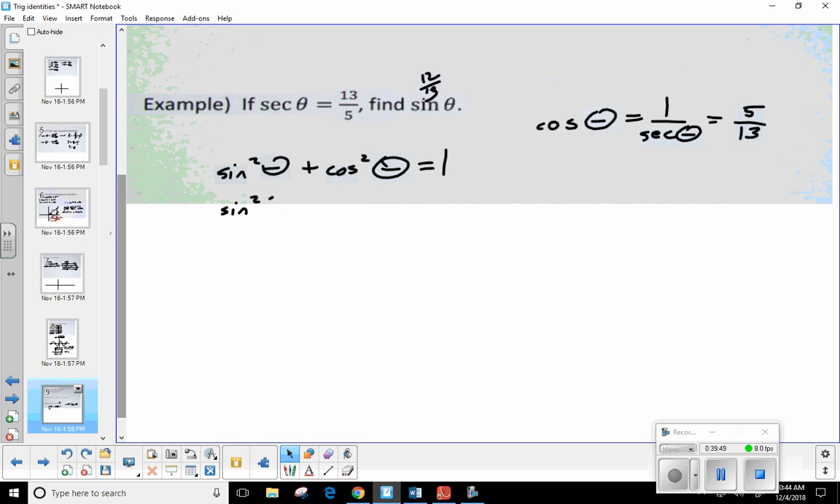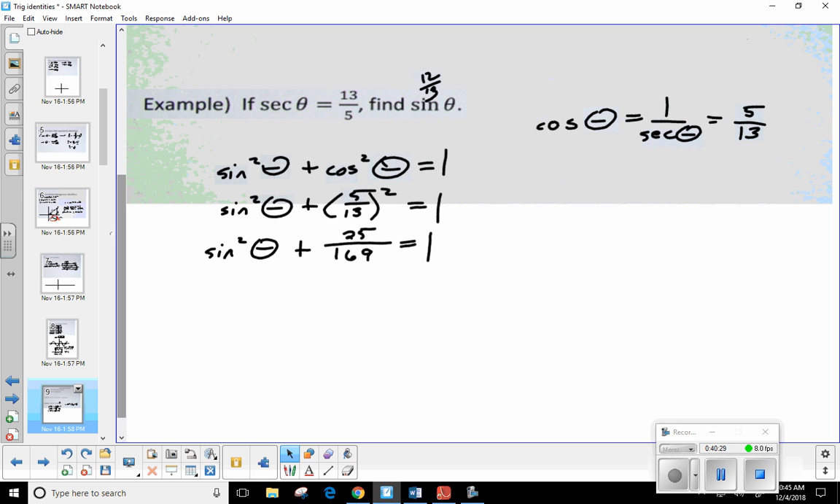Very good. So sine squared of theta plus. Now, we're replacing cosine with 5/13, so the operation is still going to be there. So this is going to be 5/13 squared is equal to 1. You're just replacing the trig function, not what's happening to the trig function. Okay. Jane, what is 5/13 squared? 169, there we go, is equal to 1.